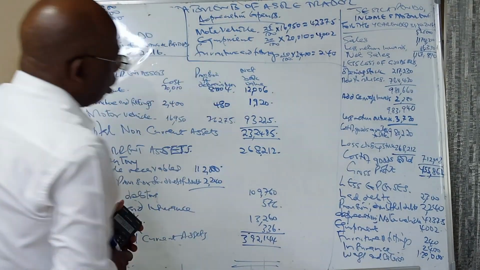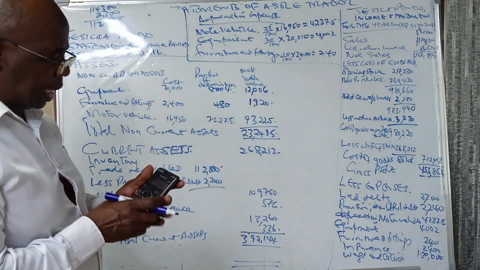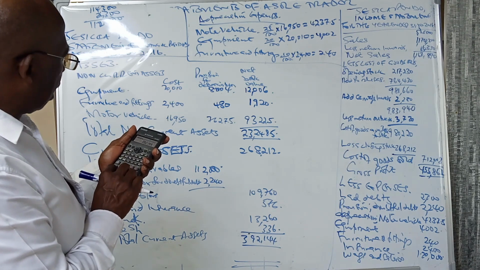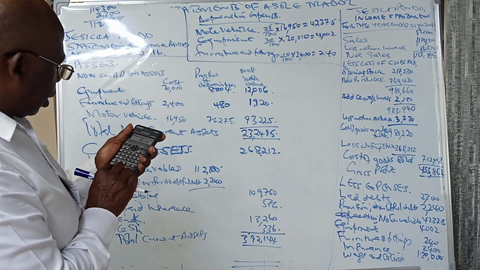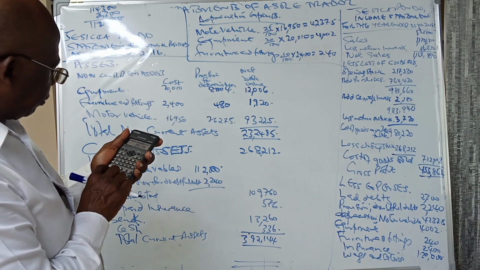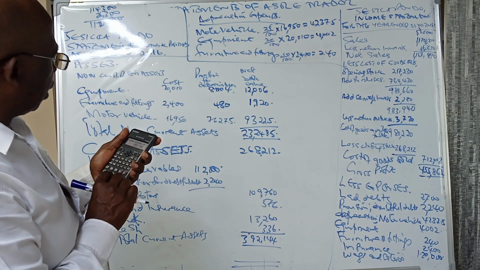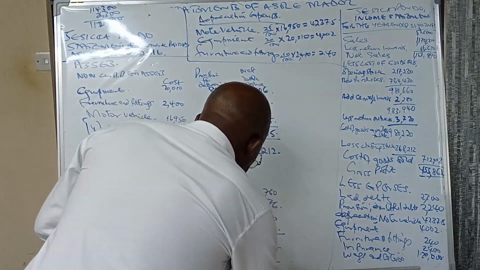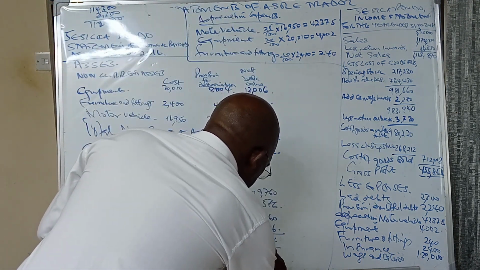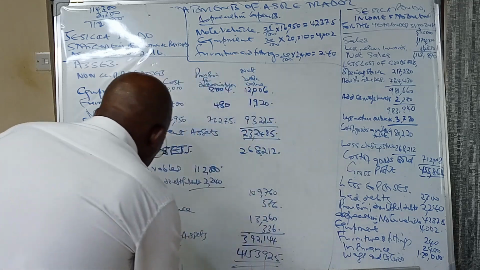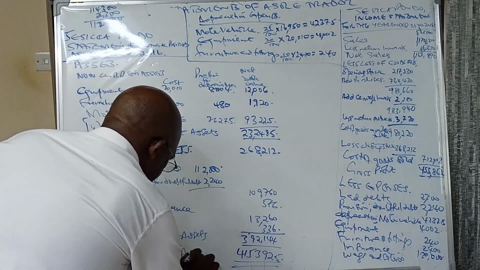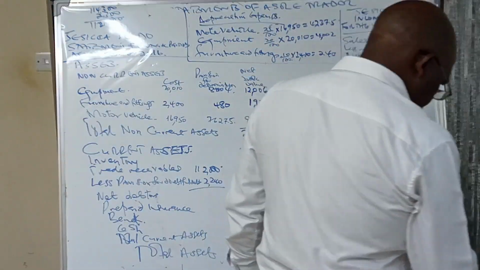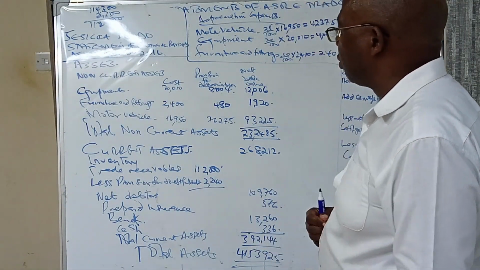So if you add the non-current assets, 23,048.5, to the total current assets, you get 415,392.5. You get total assets, 415,392.5.